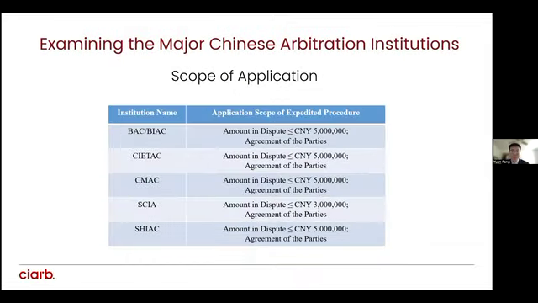So concerning scope of application, we can tell from this chart that even though the major arbitral institutions in China allow for the agreement of the parties as the prerequisite for adopting expedited procedure, and as previously mentioned, the threshold of amount in dispute still constrains the application of expedited proceedings.